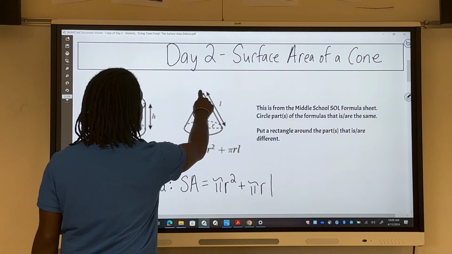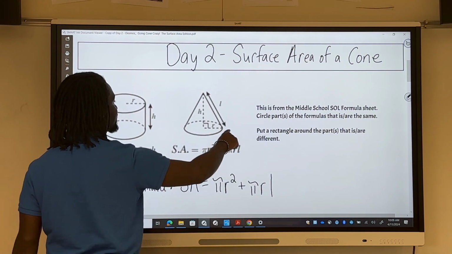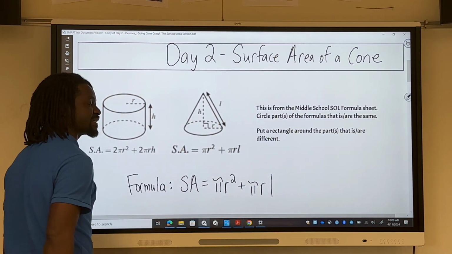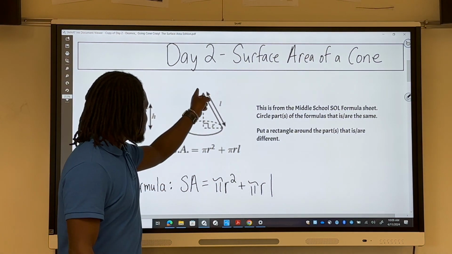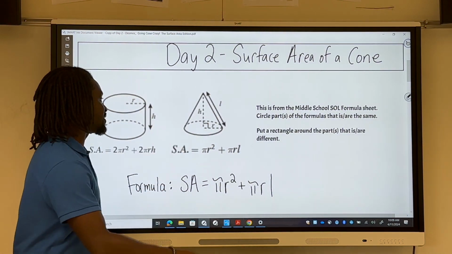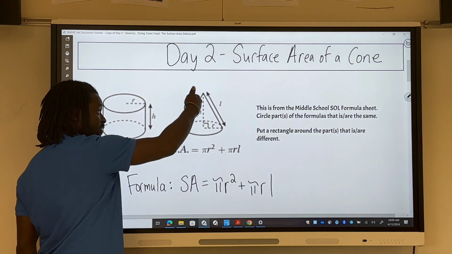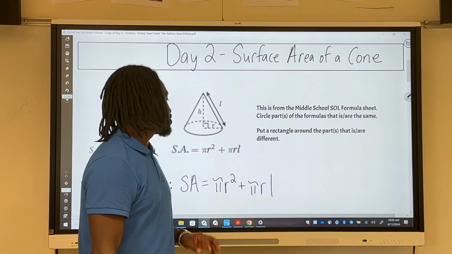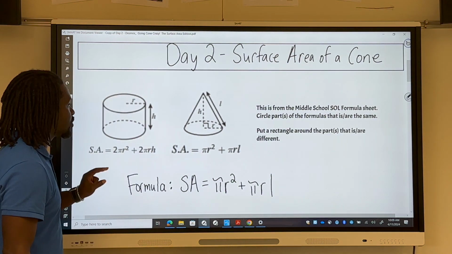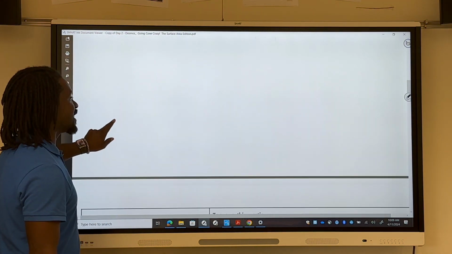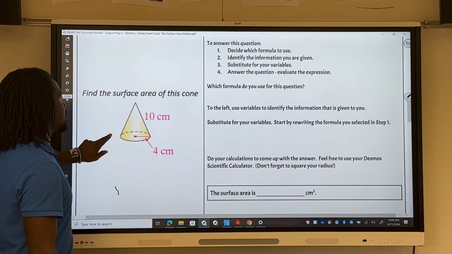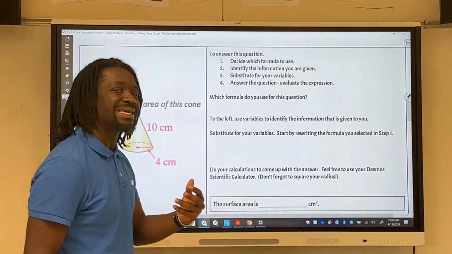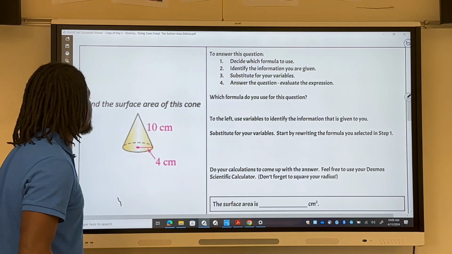And then the L, okay, we did not use L for volume. L is what's called the slant height, all right? The slant height is this L, okay, not to be confused with the height, all right? So those are different, and it's going to be important that you actually use the correct one, all right? So the same steps for surface area as there were for volume. The only difference is there's a different formula, okay?